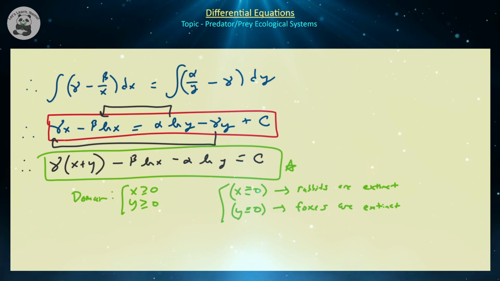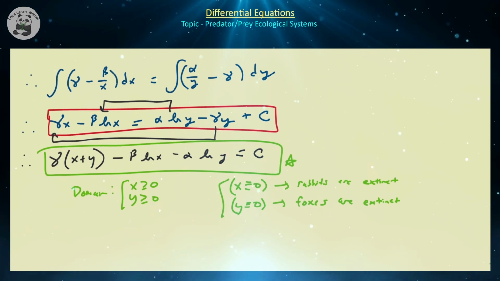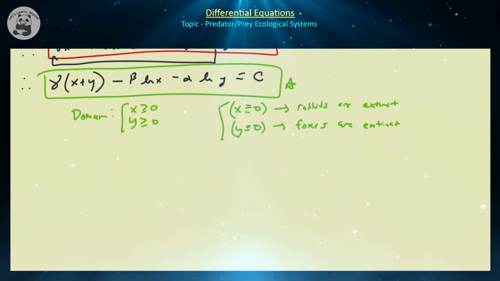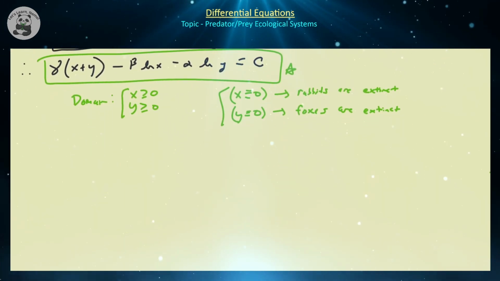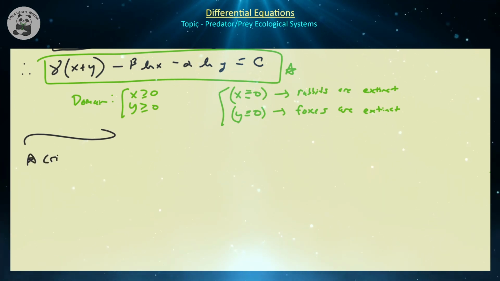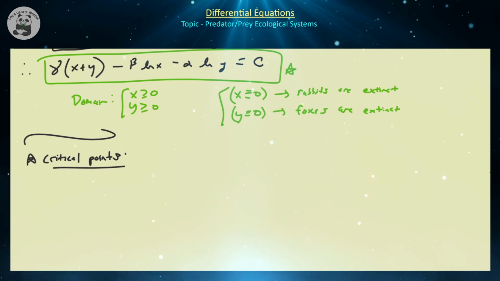So now that we have this implicit function or curve for all positive x, y that make this Lotka-Volterra system true, now let's see if we can understand the time-dependent dynamics of this system. So what does this family of curves look like? So the first thing that I want to find are the critical points for this nonlinear system. So what is that going to be?